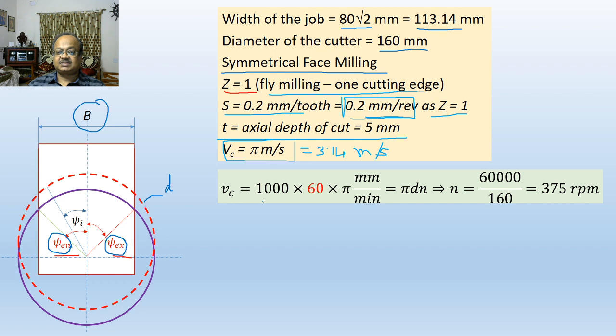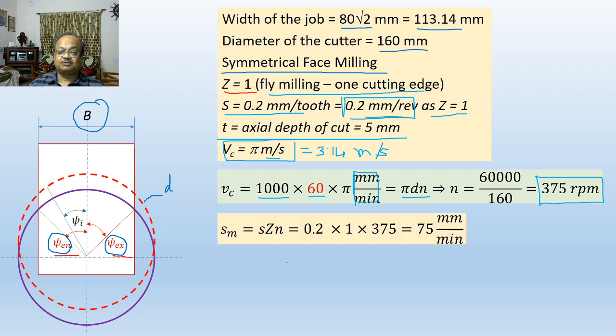So meter per second becomes millimeters, so 1000. It is meter per second, it gets multiplied by 60 to bring it to millimeter per minute, which is equal to pi D N. There is no divided by 1000 because this is in millimeter per minute, which gives us a value of rotational speed of 375 rpm. Once the rotational speed has been obtained, we will calculate the feed rate. Feed rate is feed per tooth into number of teeth into N, which is 0.2 coming from this particular place, Z, which is 1 coming from here. So it is a case of fly milling, and 375 rpm. So that gives us a feed rate, or speed with which the cutter moves, as 75 millimeter per minute.